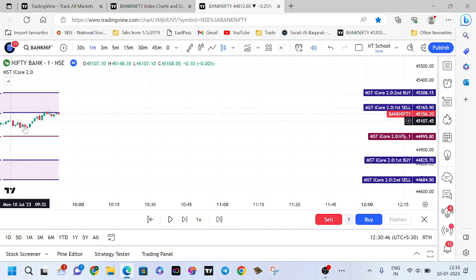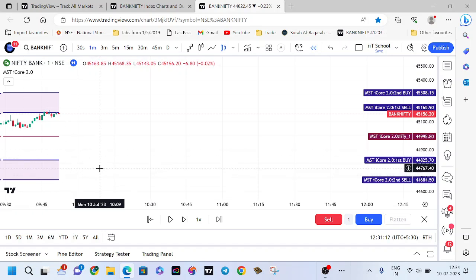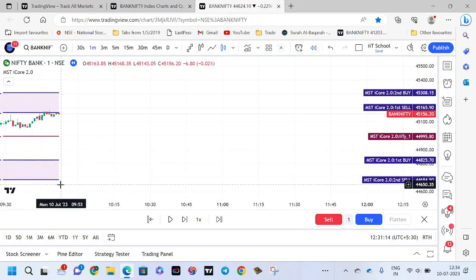Suppose the sell got activated at 45,165. What will we be doing? We can buy a put option. What strike price can we choose? You can choose the mid strike price, or ATM, or ITM. If buy is activated, that is at 44,825, when the market has come down first, you can choose the midline as the strike price, or the 44,800 call option, or 44,600 or 700 call option. That is up to you.